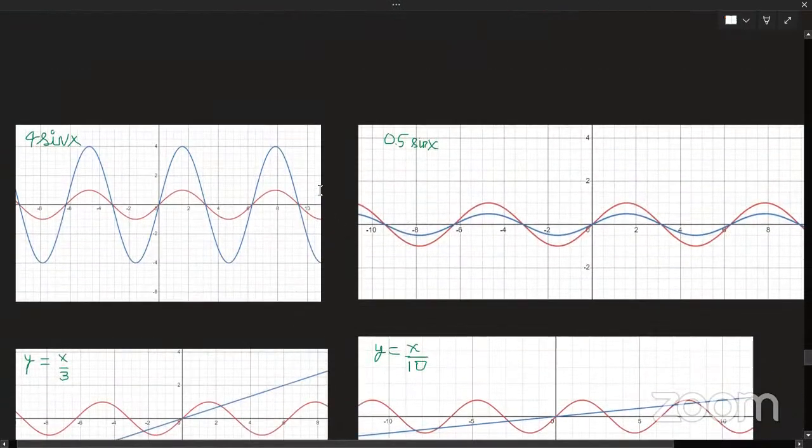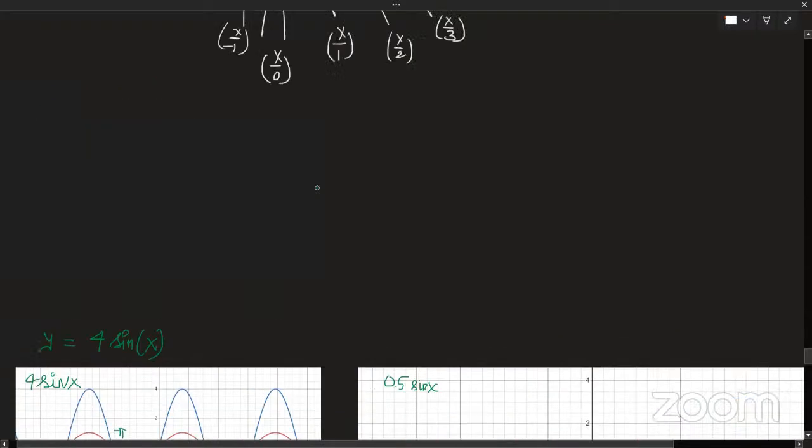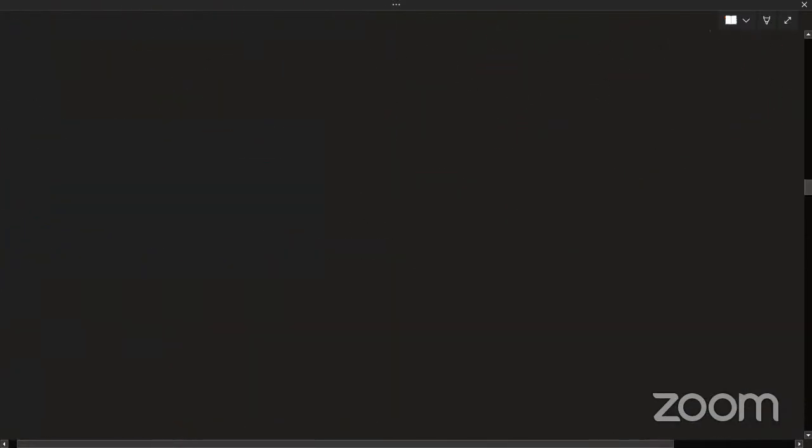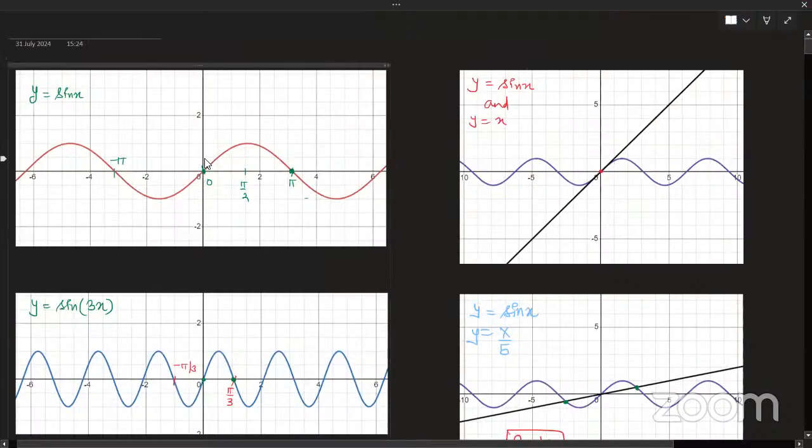So this is 4 sin x. Y is equal to 4 sin x. So see, this is 0. This is pi. This is 2 pi. This is minus pi. So I will just go back to this point.